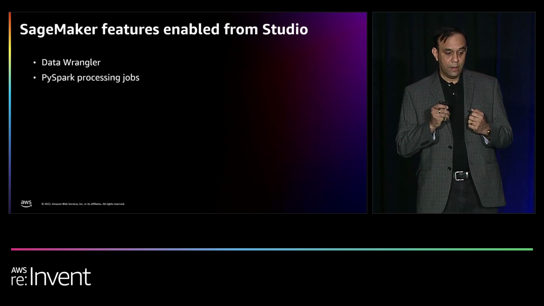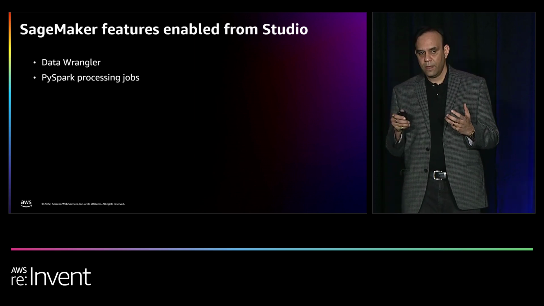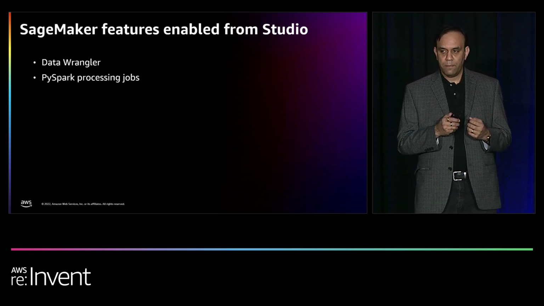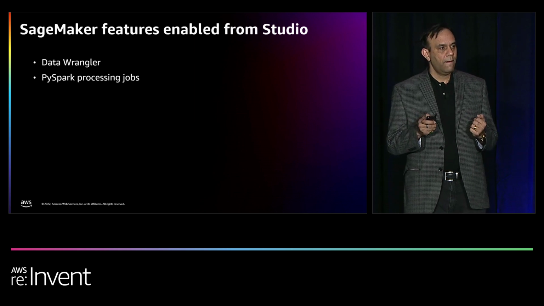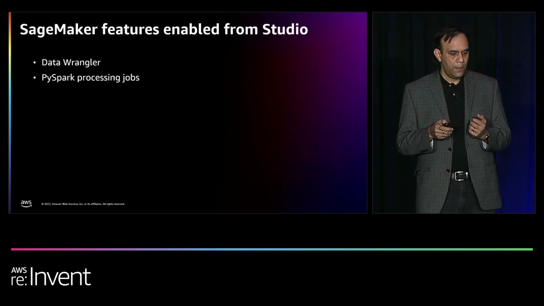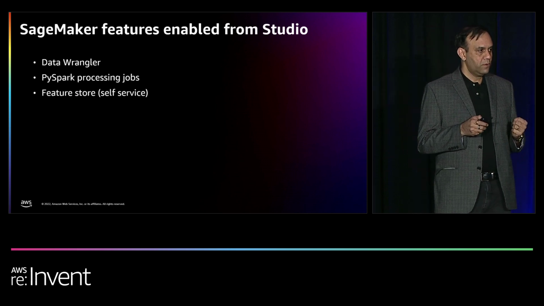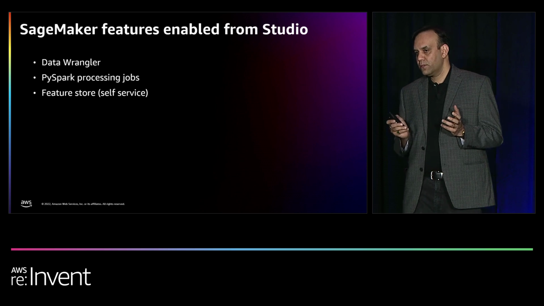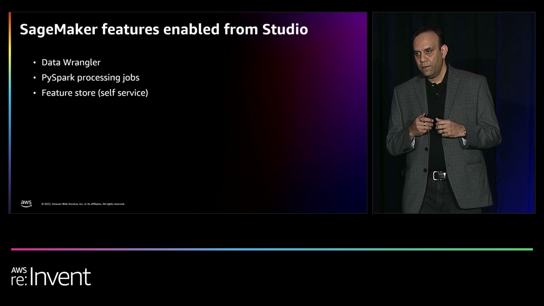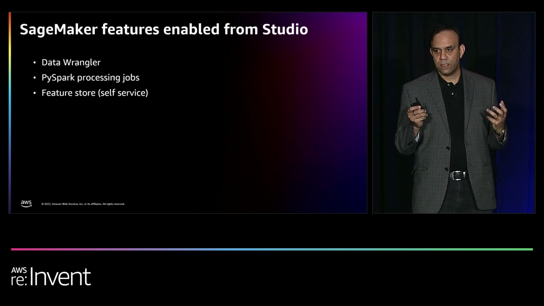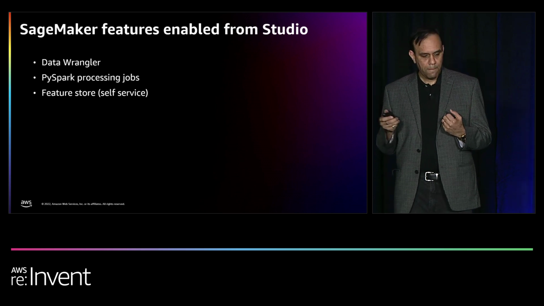We also, and Data Wrangler comes with integration with S3, Athena, Redshift. We also enabled Spark processing, PySpark processing jobs, so users can use that to create their transient Spark jobs to process data. We also enabled Feature Store, which is a self-service today. So if the user wants, they can set up Feature Store and use it with Studio. Feature Store allows creating a feature once and sharing it with many teams for use.